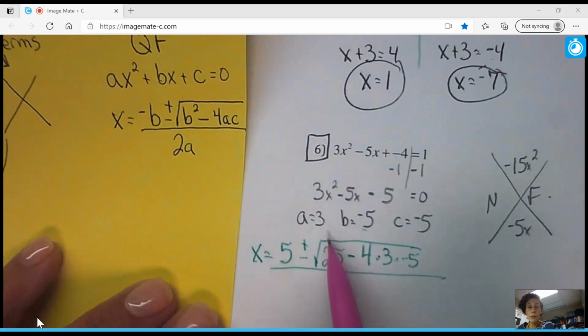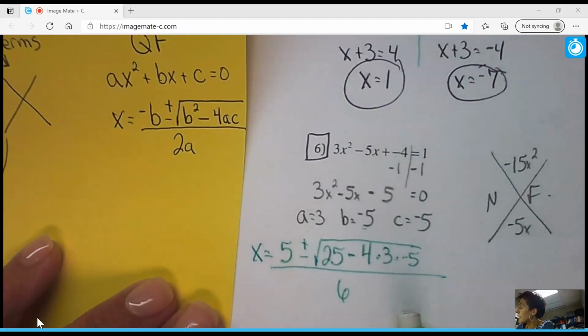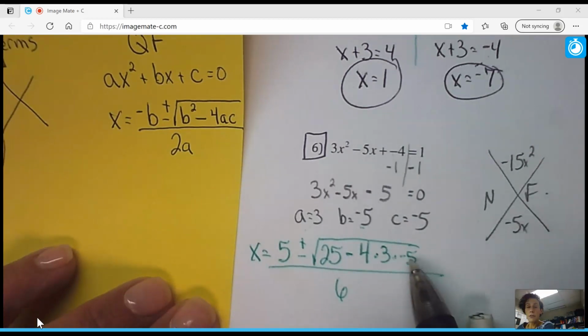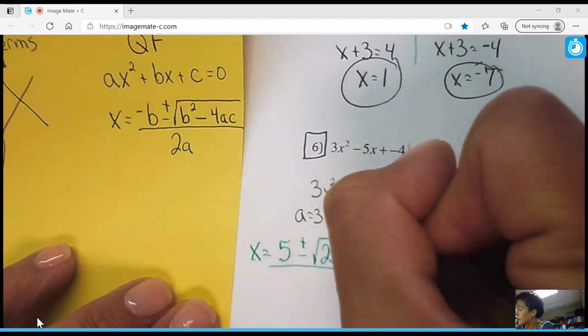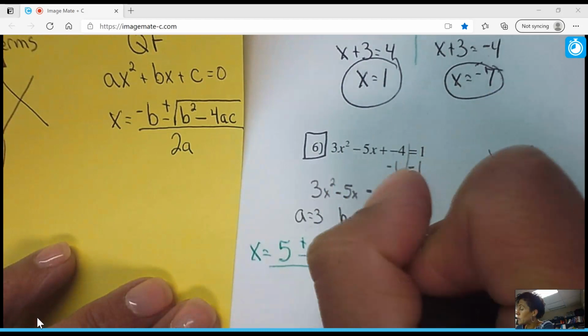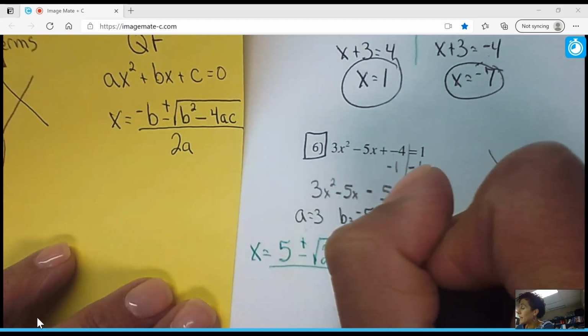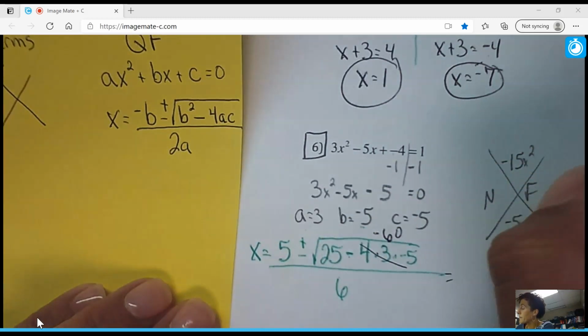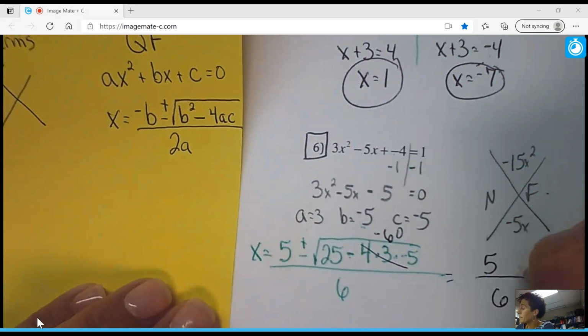So from there, go straight to your radical, go straight to your multiplying. If this is difficult, you don't have to multiply left to right. I would do 4 times negative 5 for negative 20, and negative 20 times 3 for negative 60. And again, when you subtract that negative, it becomes plus 60. So 25 plus 60 will give me 85 in here.